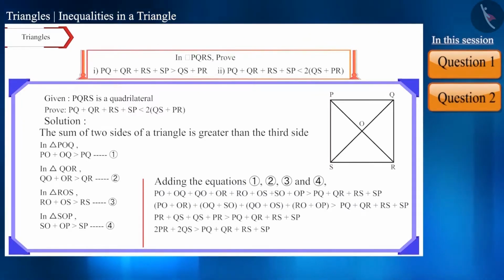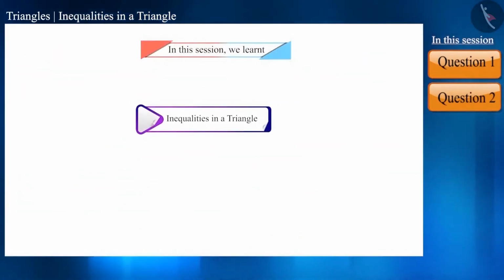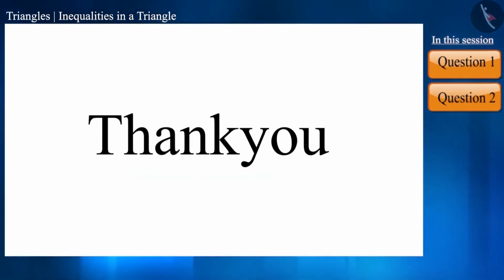If you write it this way, it will be something like PQ plus QR plus RS plus SP is smaller than 2 times PR plus QS. And thus, it has also been proved. So friends, that's all in this session. Today we solved some questions based on inequalities in a triangle. In the next session, we will discuss some facts related to this topic. Thank you.